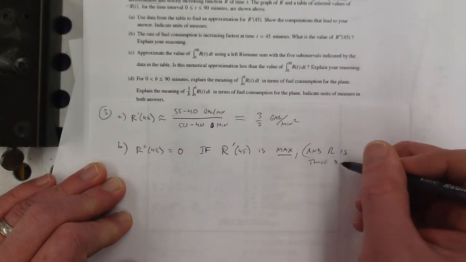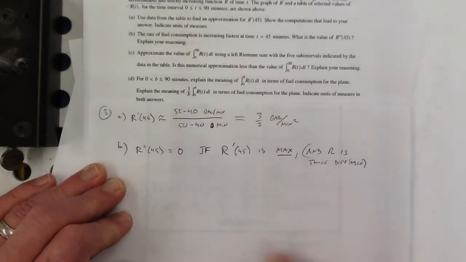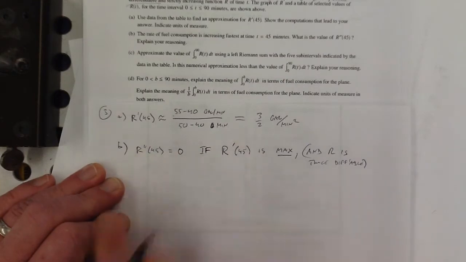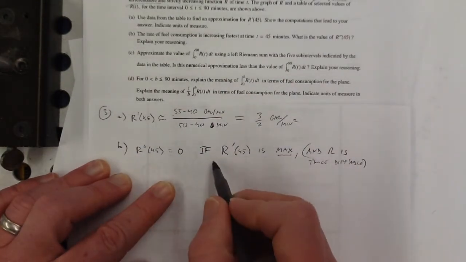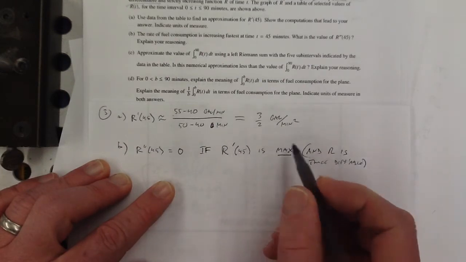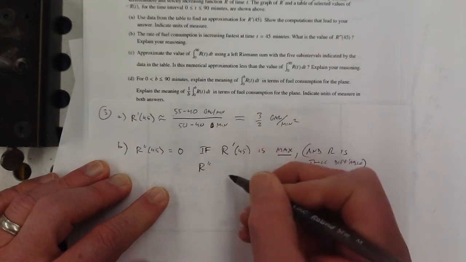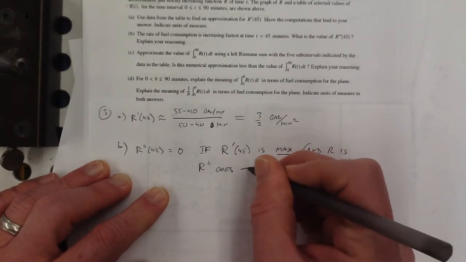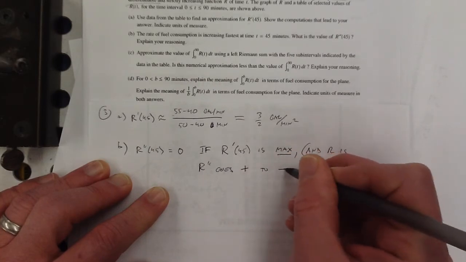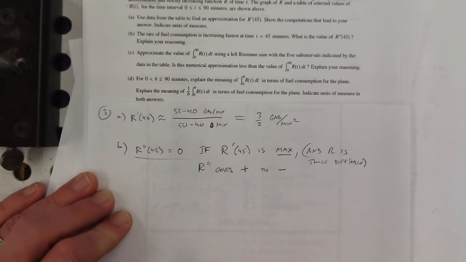I think probably you don't have to say that, but this is only true because they said that it's twice differentiable. Otherwise it wouldn't necessarily have to be equal to 0. It could be like a sharp corner. So if r prime is a maximum, that means that r double prime goes from positive to negative, which means that it has to be equal to 0 there.